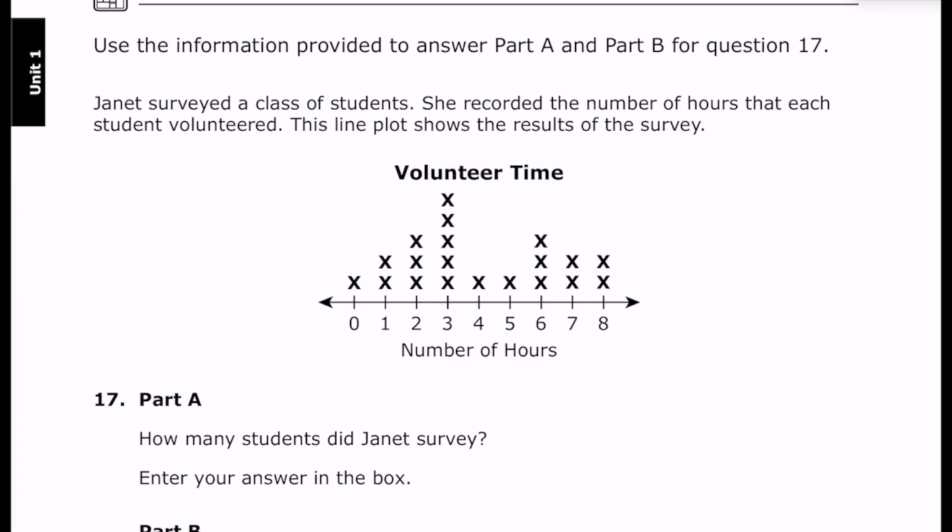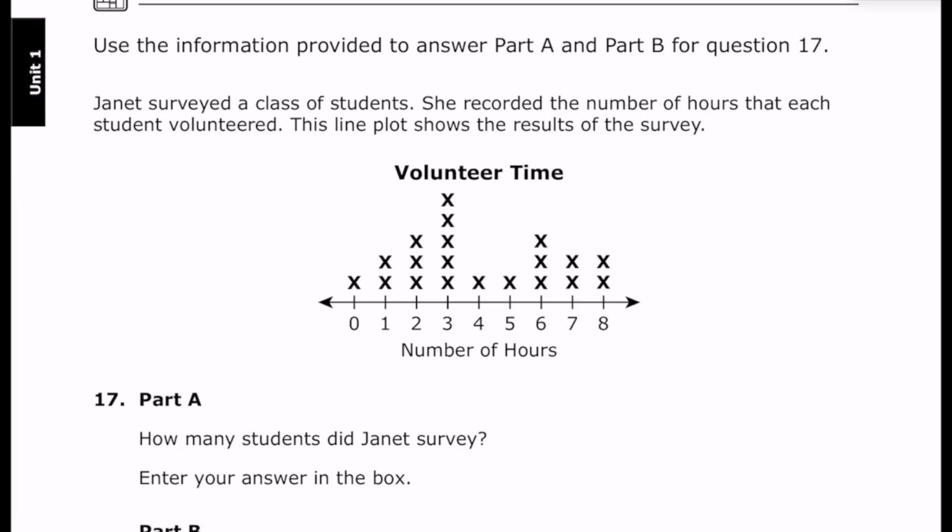Janet surveyed a class of students. She recorded the number of hours. Notice where the number of hours are on here. That's over here. So this is going to be 0 hours, 1 hour, 2 hours, 3 hours, 4, 5, 6, 7, 8 hours of time being volunteered. And so this line plot or dot plot shows the results of the survey.